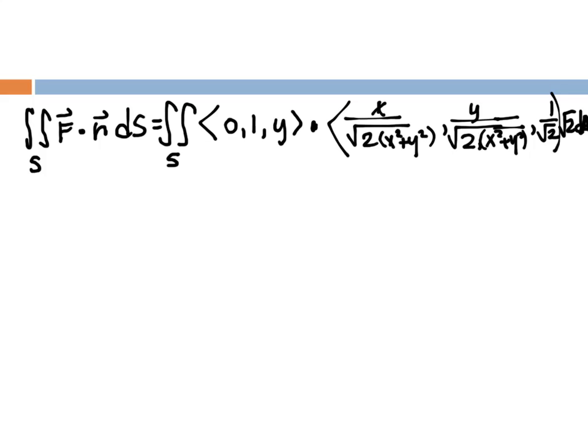So let's actually do this dot product first, and then we'll get to our limits of integration, I promise. But let's do our dot product first. So when we do the dot product, what happens?